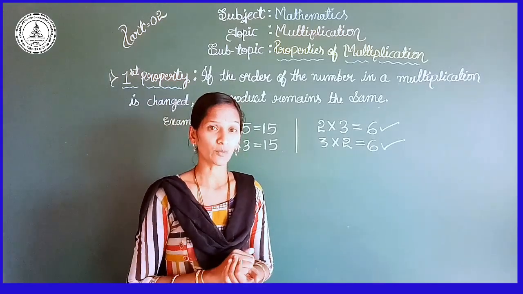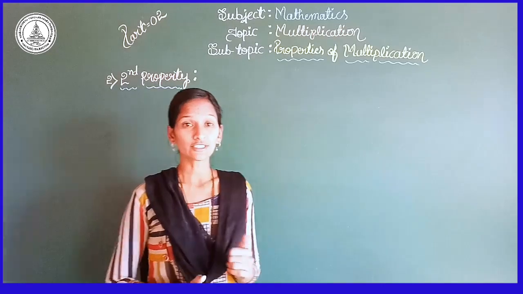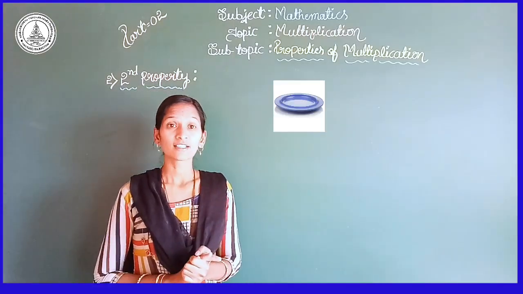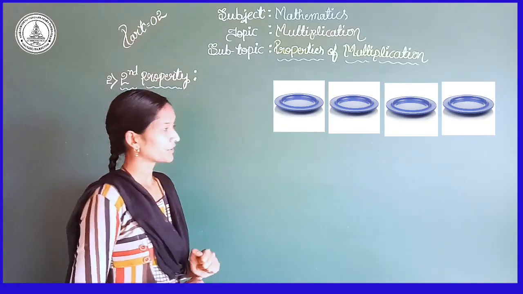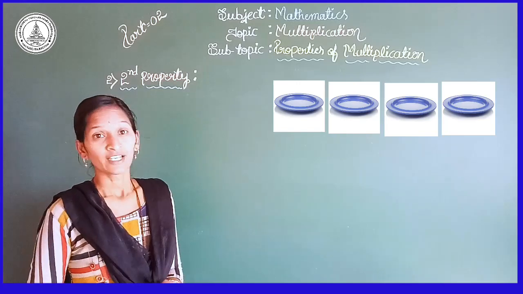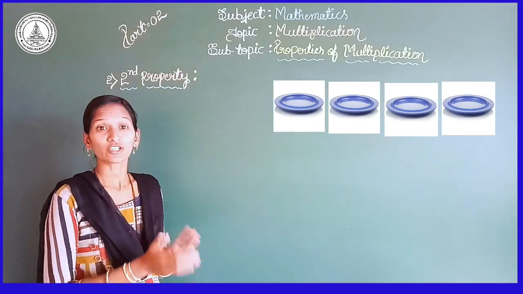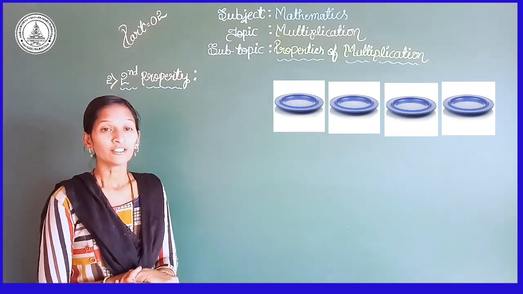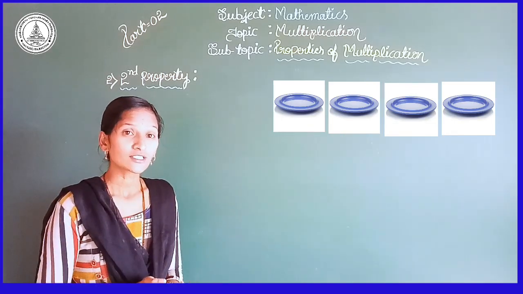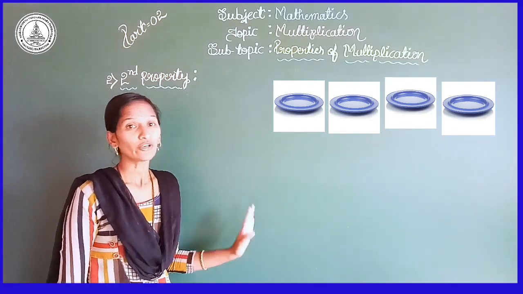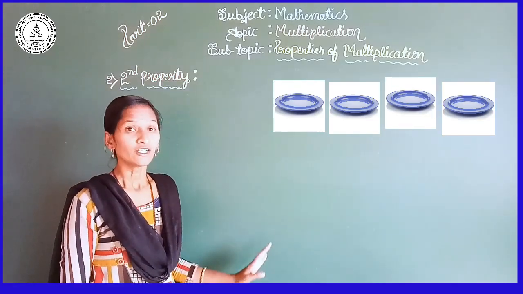Come to the second property, my dear students. This is the second property of multiplication. What does it tell? See here. Observe here. Here are some plates, right? Is there any item or thing inside this plate? No, right? No means nothing. Nothing means 0. There are 4 empty plates, right?